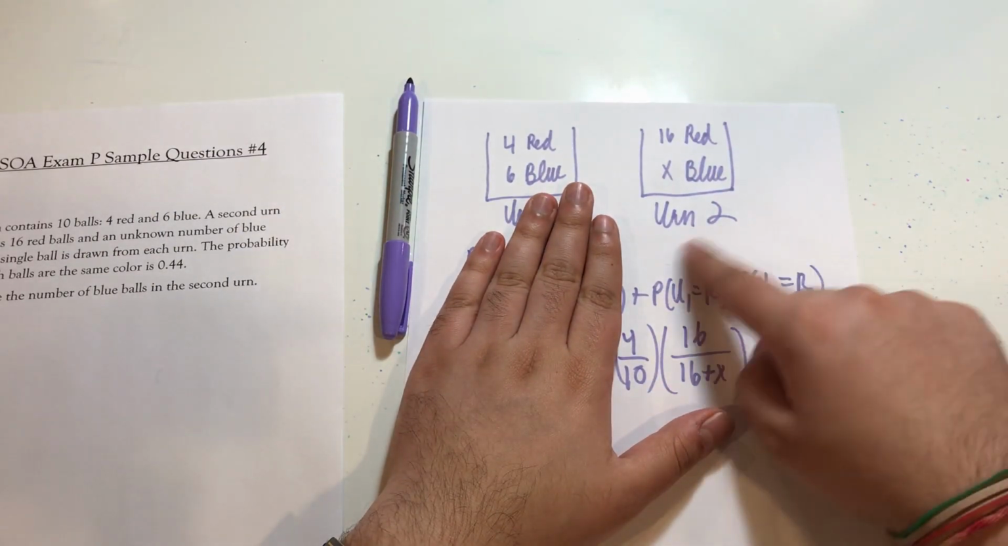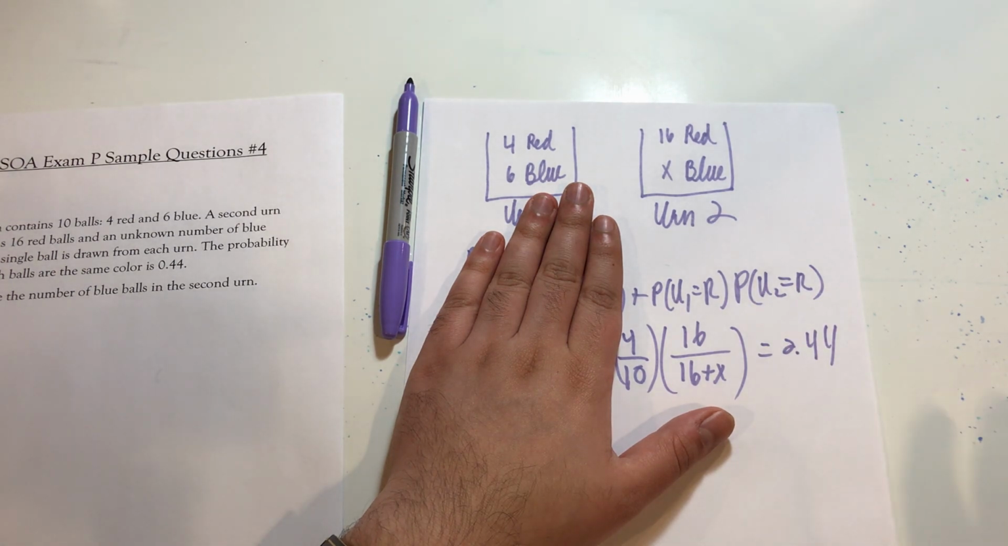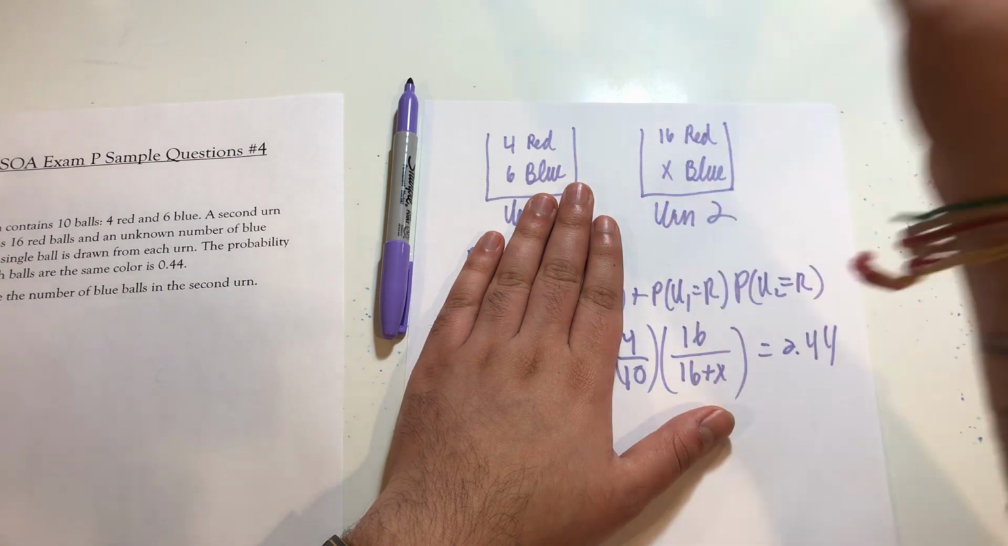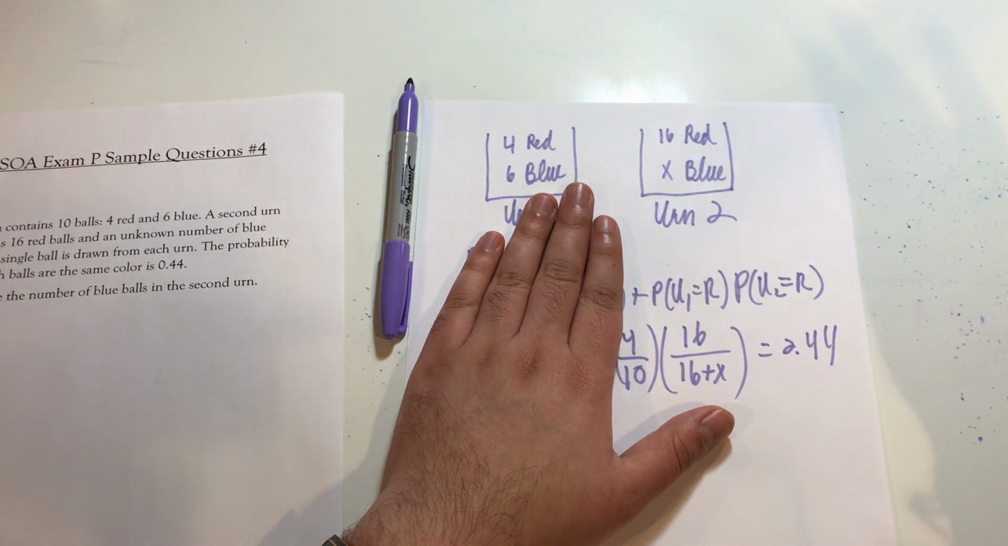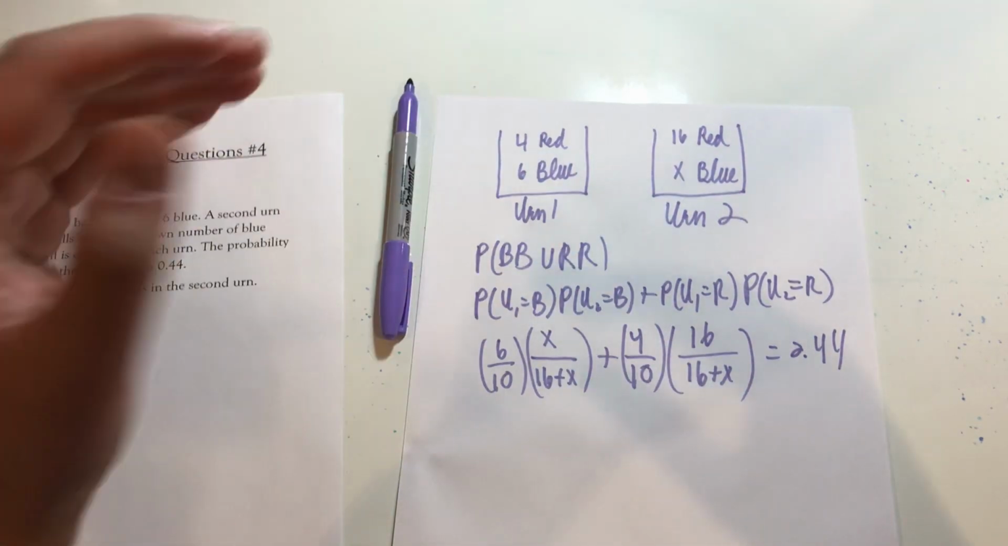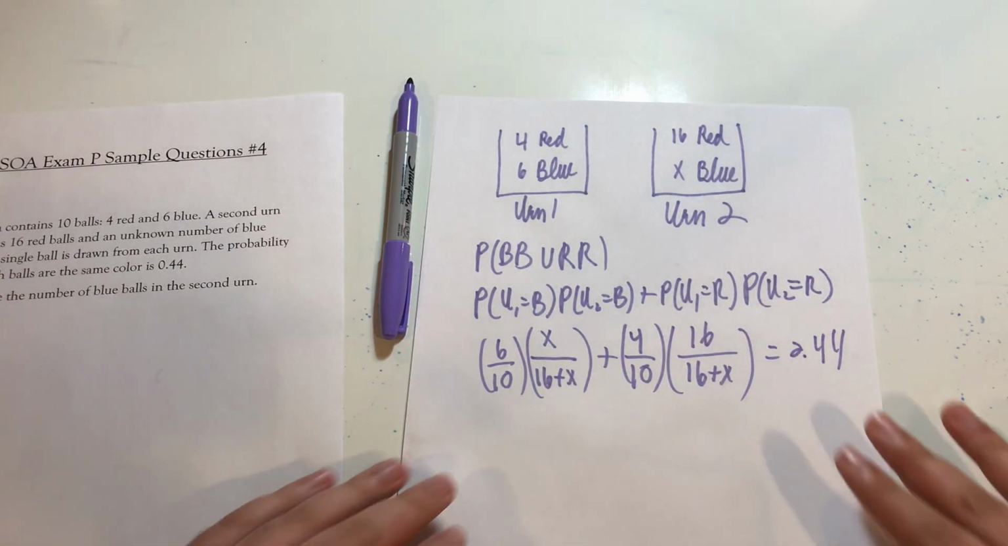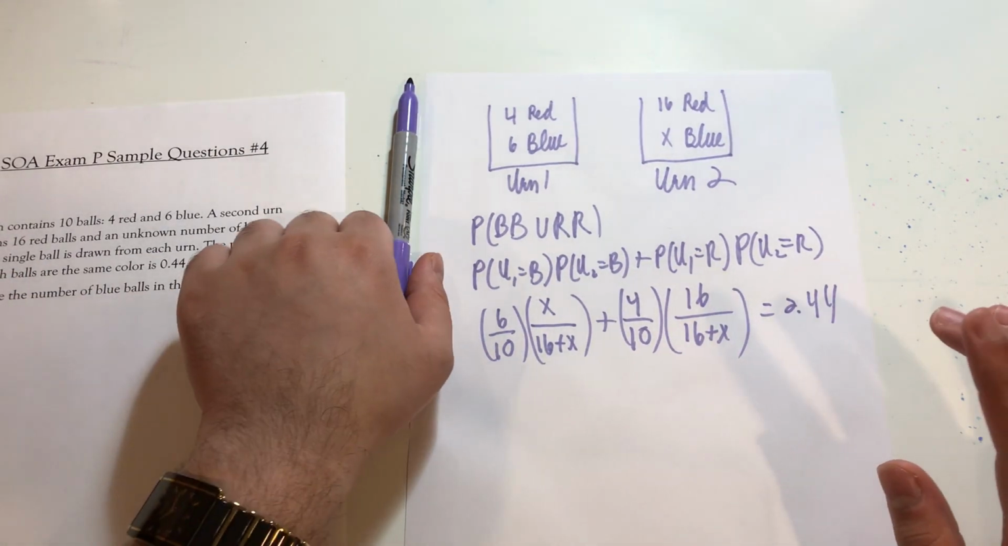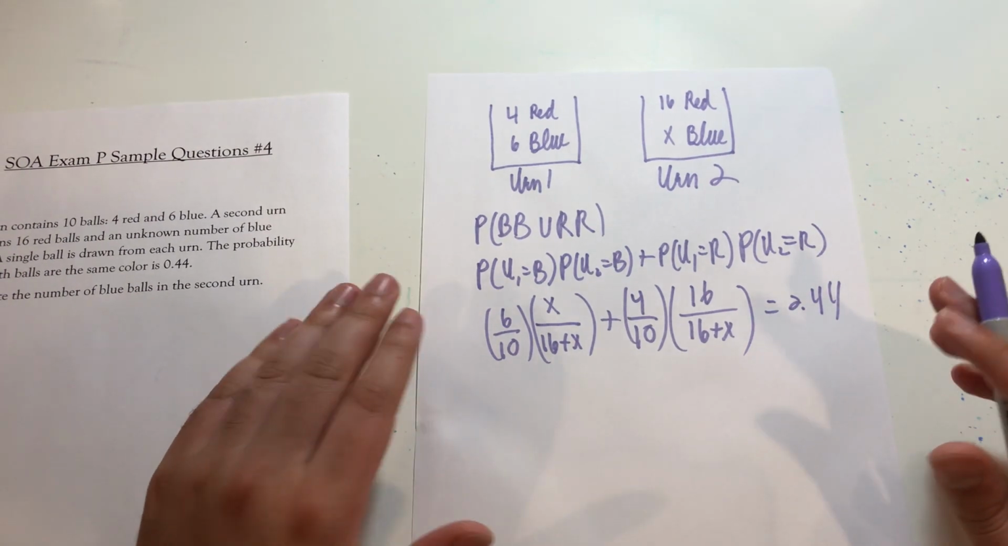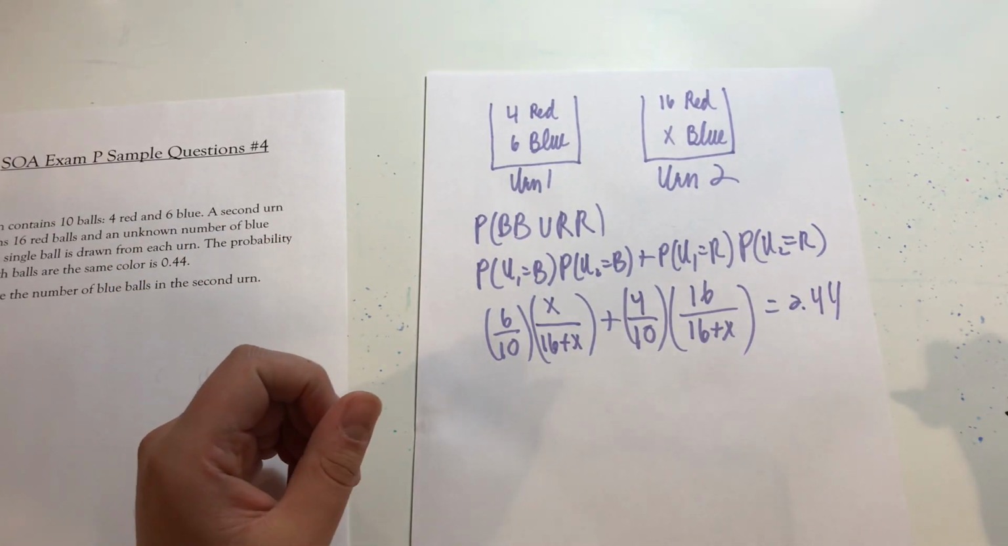Now, what about getting both red? The probability of selecting red from the first urn times the probability I select red from the second urn. Okay, hopefully I've made that clear, albeit a bit long-winded of an explanation. I think it's worth it though. Now let's look at this algebra.